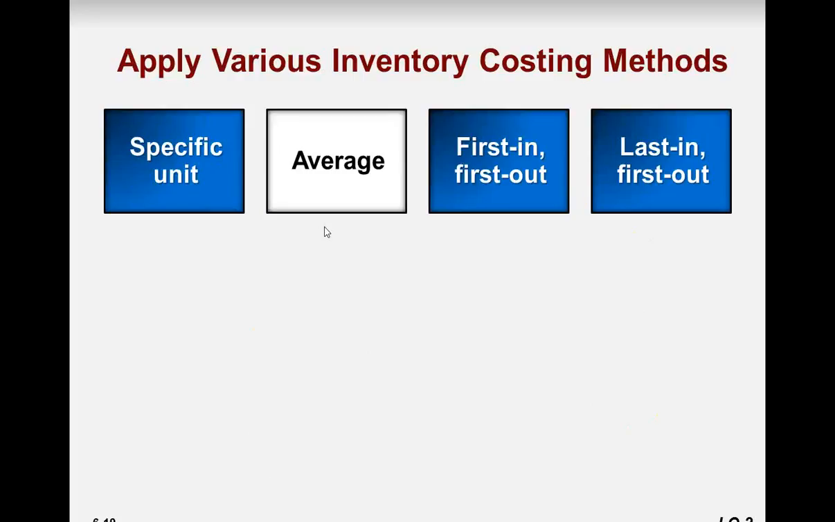The average cost is we keep track of our weighted average. It is a weighted average. It changes every time you make a sale. If you're doing a perpetual inventory system, you base it on the average cost of the inventory during the period.